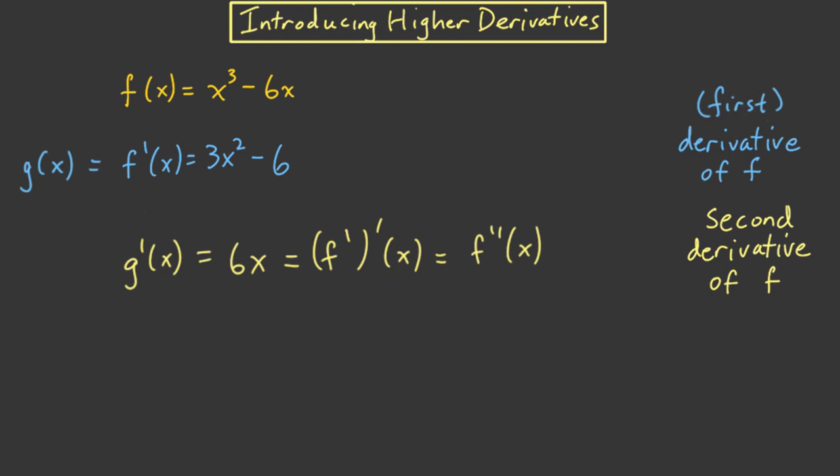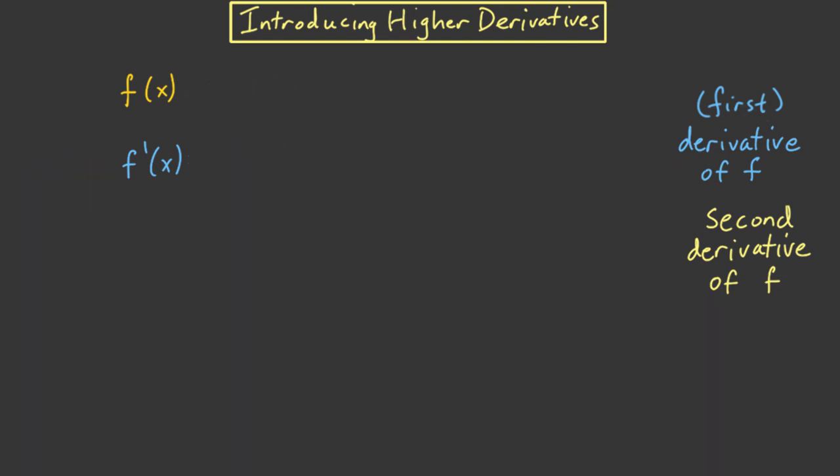Great. Now, let me clear some space here. We've got f prime of x as the first derivative, and f double prime of x as the second derivative. And that's prime notation, but what about Leibniz notation? In Leibniz notation, the first derivative of f is df dx. And one way to interpret this is when we differentiate f with respect to x, we're applying this operation of d over dx to the function f.